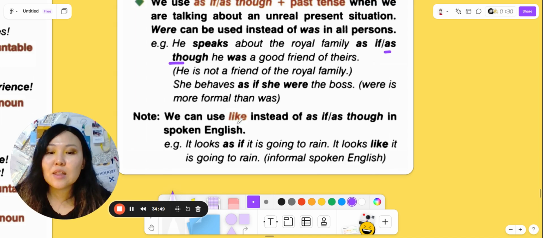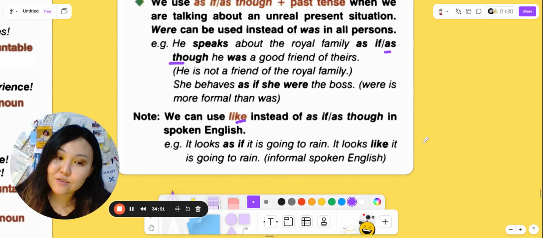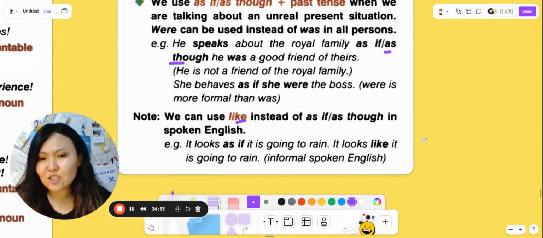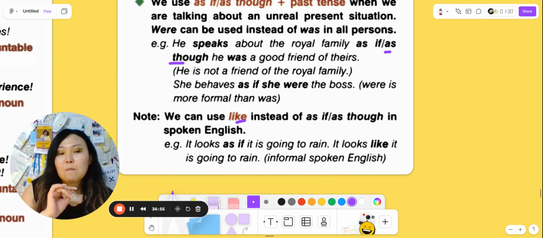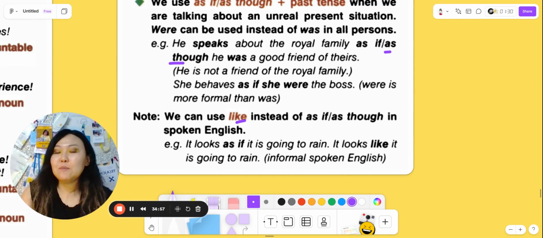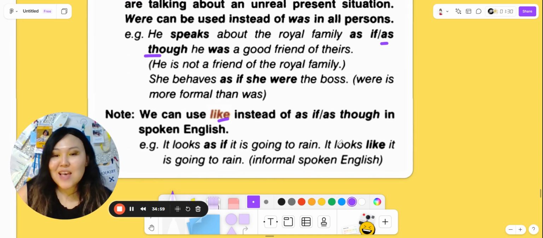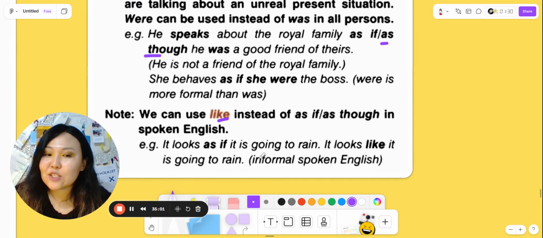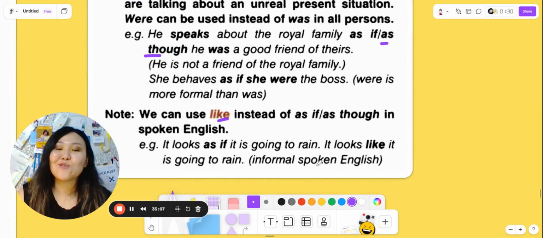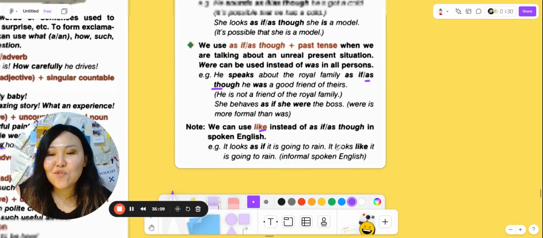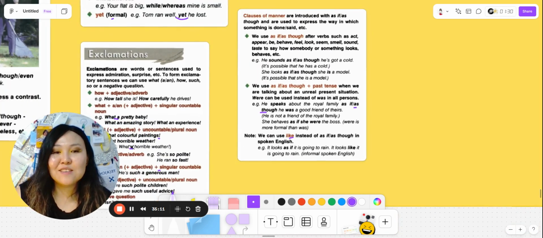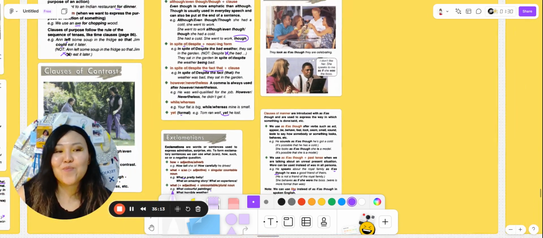Also, we can use like instead of as if, as though in spoken English, and actually, many people use it. It looks as if it's going to rain. It looks like it's going to rain. So it's informal, and I guess you've heard it more often than as if or as though.